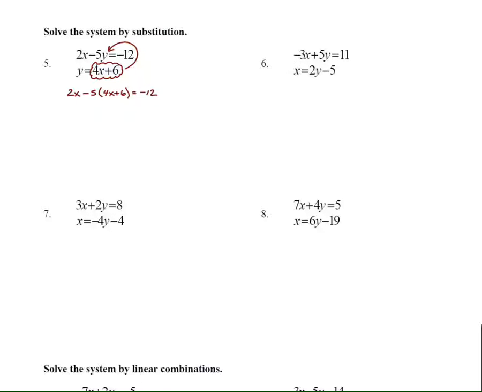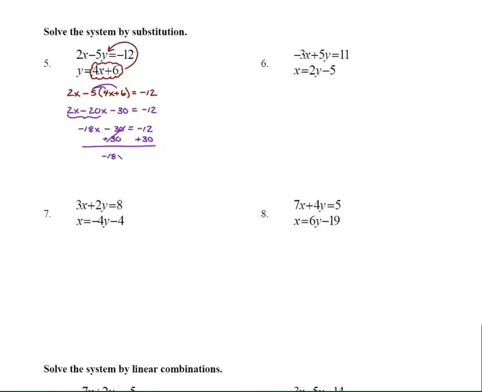If you notice what we have left, that's an equation that we've talked about solving before. What you'd need to do there is just distribute that negative 5, so you'd get 2x minus 20x minus 30 equals negative 12. Then I'm going to combine like terms on the same side, so I have that 2x minus 20x, which is negative 18x, and keep the rest exactly the same.